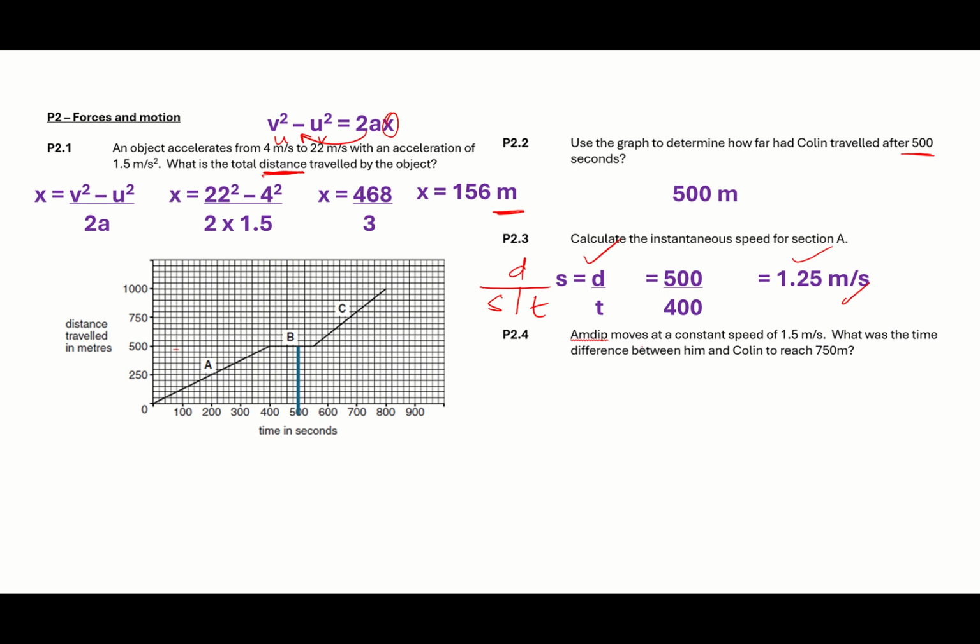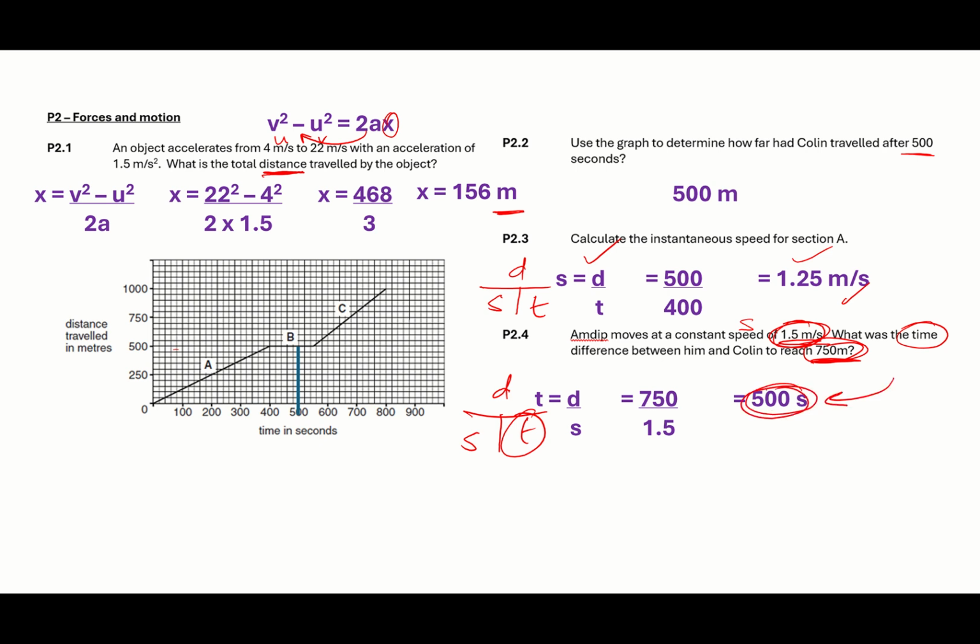It says Amdip moves at a constant speed, S, of 1.5 meters per second. What's the time difference between him and Colin to meet 750 meters? So we're going to need our formula triangle, and it says what is the time? So T equals D over S. There's my distance, 750, divided by 1.5, and we know that Amdip took 500 seconds.